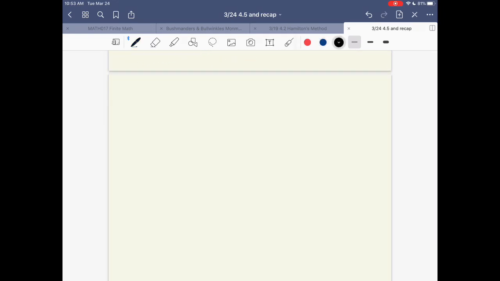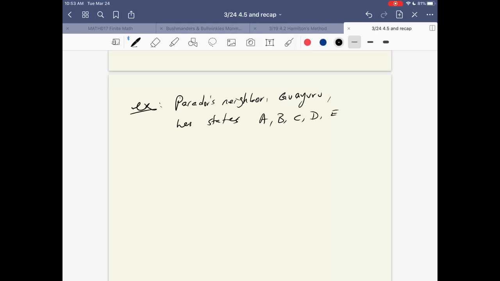Okay, so here's an example. I won't do Parador again. I'll do a different country. So how about Parador's neighbor? We'll call it, what's its name? Guayuru. It has states A, B, C, D, and E, with populations listed below.